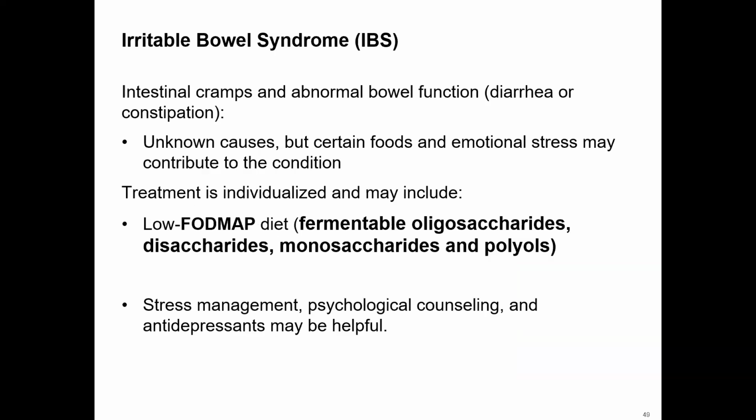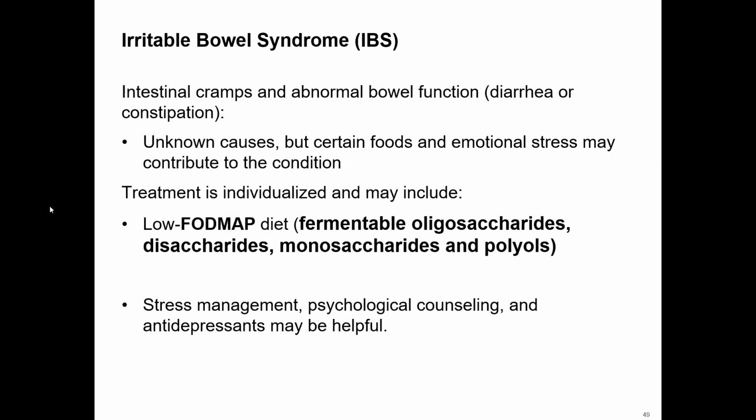Irritable bowel syndrome is another potential problem with the GI tract, especially the lower GI tract. As the name implies, it's a syndrome, so it has several symptoms associated with it. Intestinal cramping, for sure. Could have abnormal bowel movements such as diarrhea or constipation. It depends on what the trigger is or what's causing this.